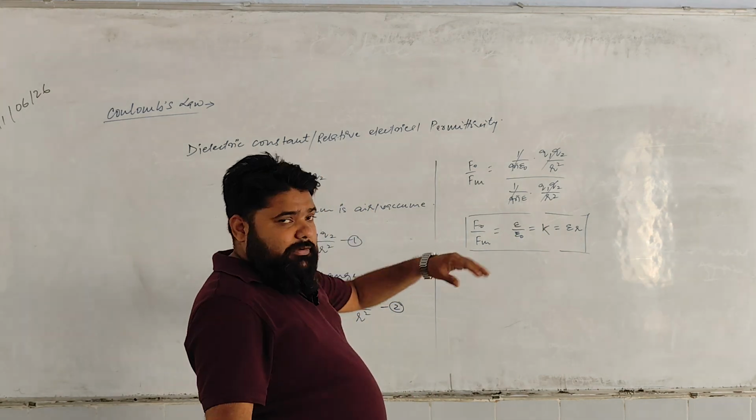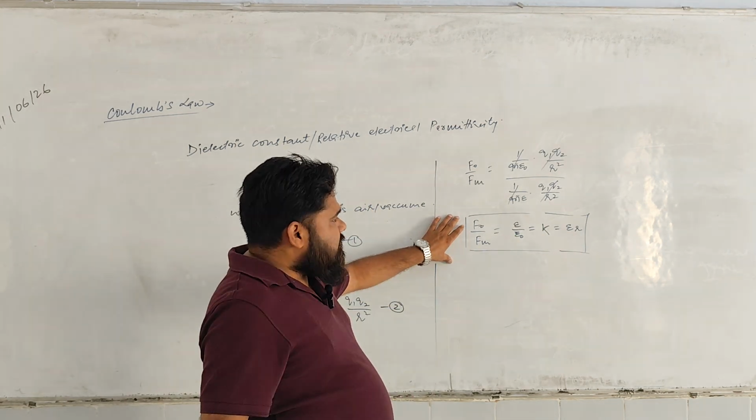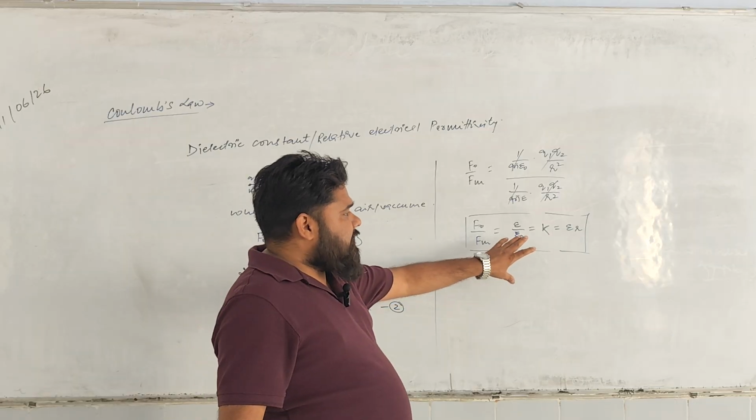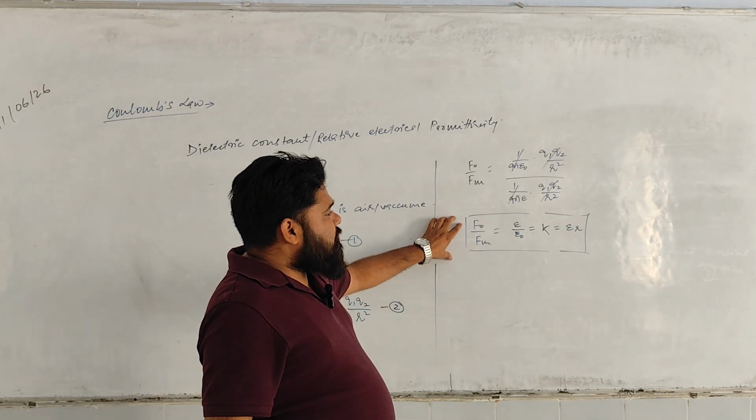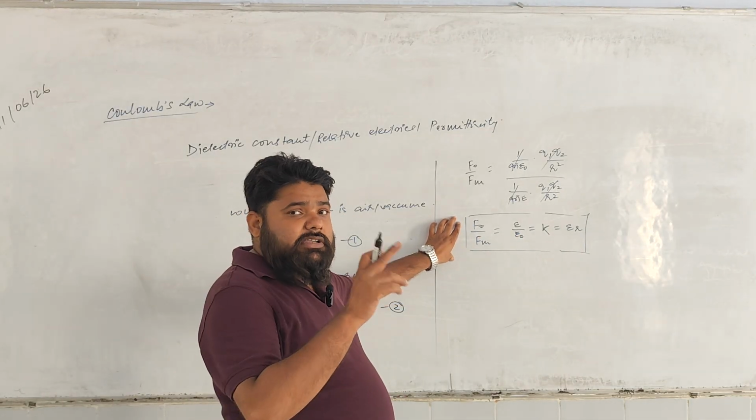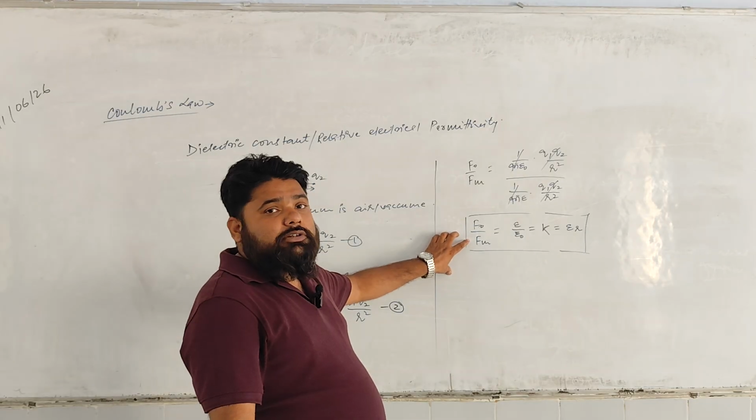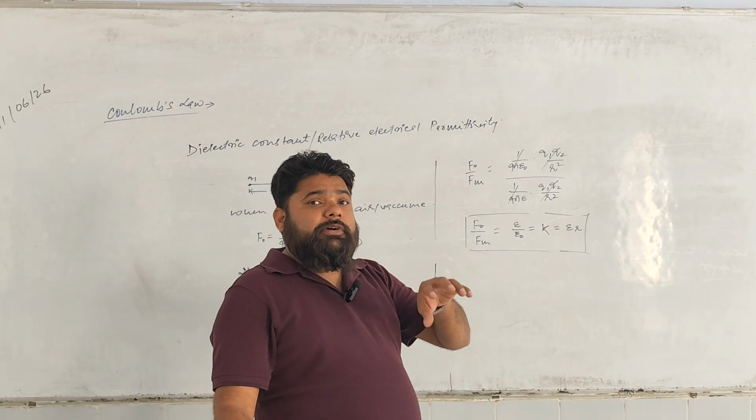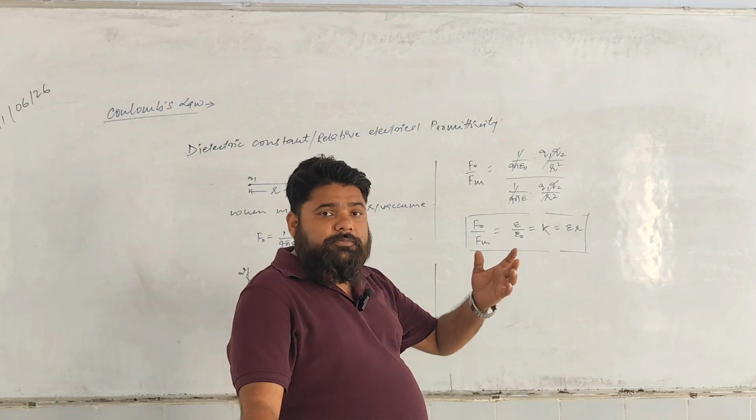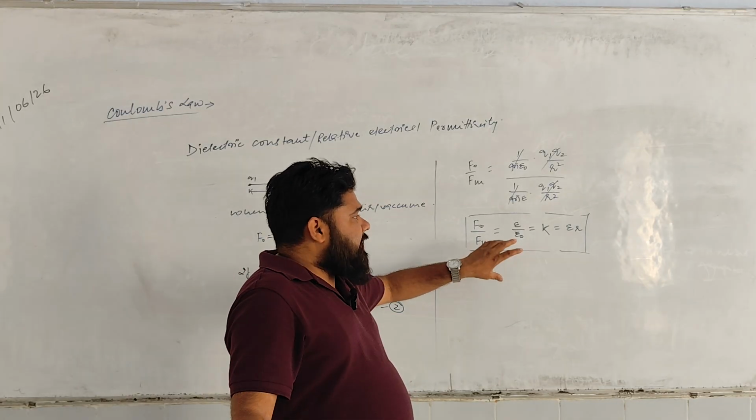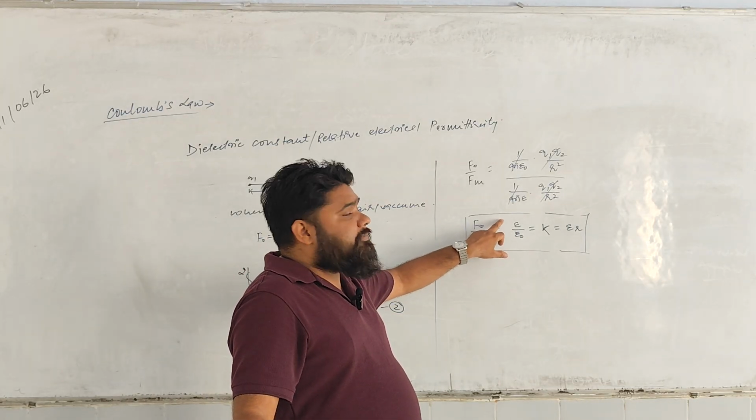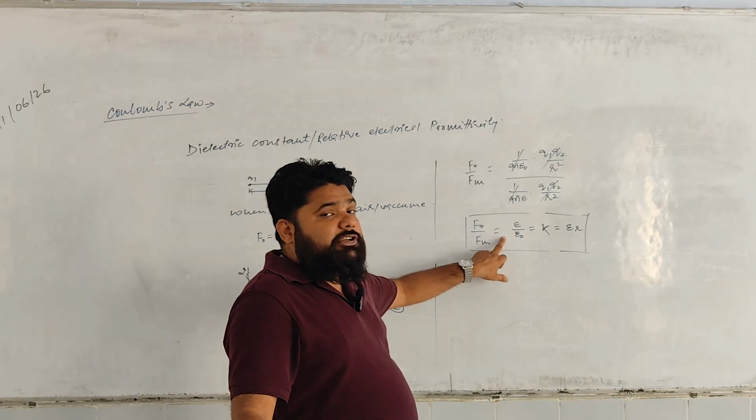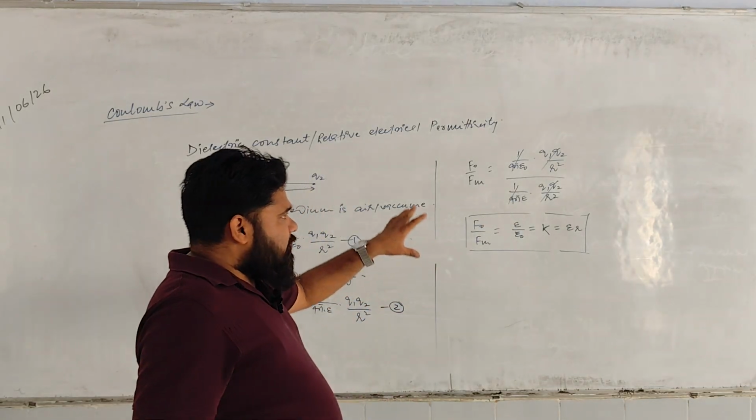So from this formula, you can define the relative electrical permittivity or the dielectric constant. In terms of force, the dielectric constant can be defined as the ratio of the force between the two charges when placed in air or vacuum to the force between the two charges when placed in any medium. And in terms of permittivity, it is the ratio of the permittivity of the medium to the permittivity of the free space. So that's all about the dielectric constant.